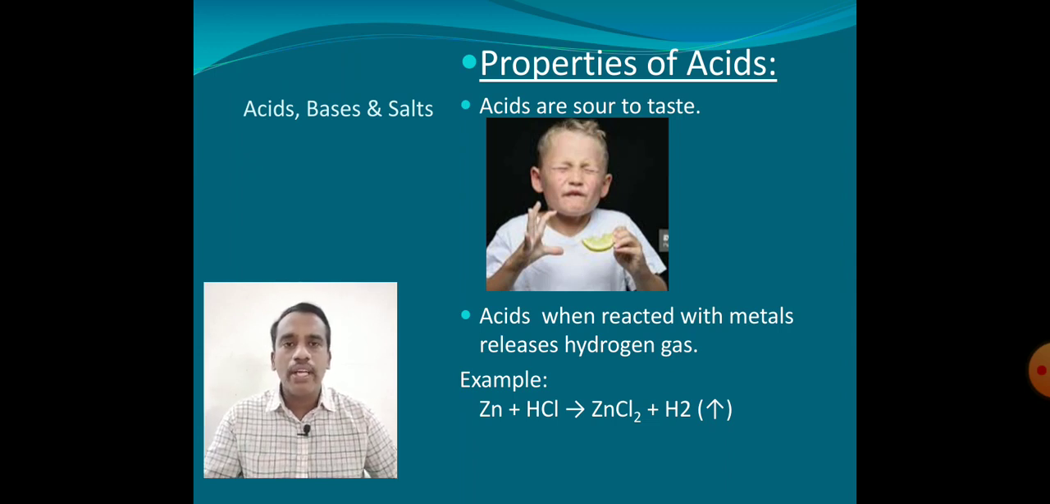So why is the curd not preserved in a copper container? Because after 2 to 3 days, the acids formed in the curd will react with the copper container. Hence the curd is not stored in a copper container. Instead, it is stored in a plastic container. So this is the application type question that we come across. Very good. Now what are the remaining properties of acids?